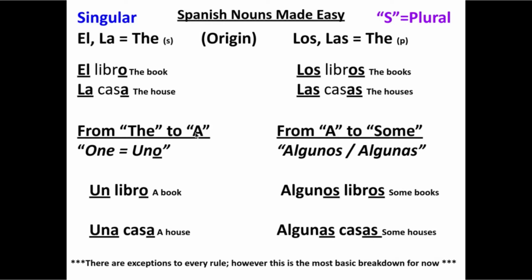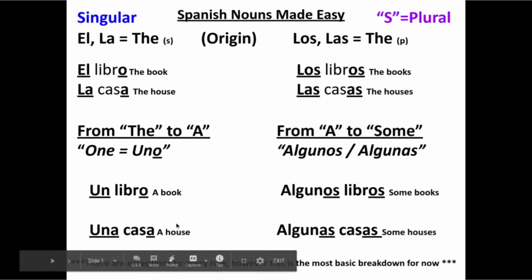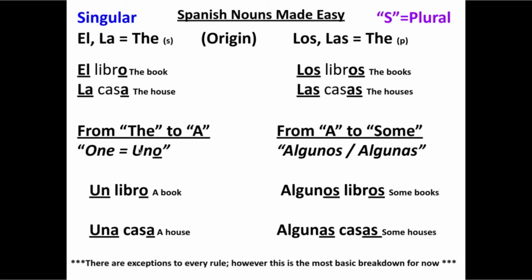But what does "a" actually mean? When you have a book, you have one book. When you have a house, you have one house. So what is the word "one" in Spanish? Most people know that the word "one" in Spanish is uno. So el is going to become un when you're talking about a book or a something. If it begins with L and ends in O, it's going to now begin with un and end with O.